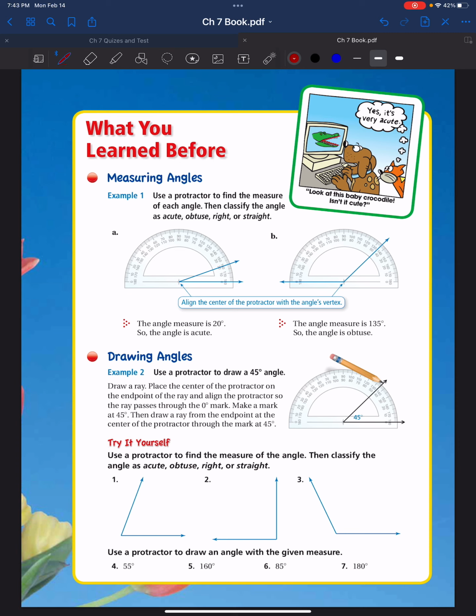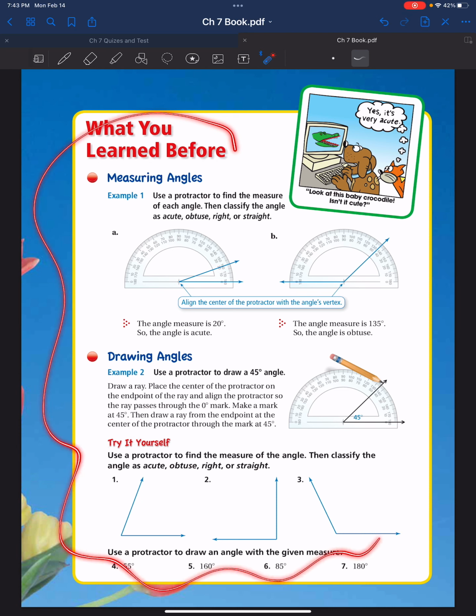Now, today's preview lesson is a little different than other preview lessons because there's not a whole lot of information on here. It just talks about how do you measure angles using a protractor, how do you draw angles using a protractor, and that's about it.